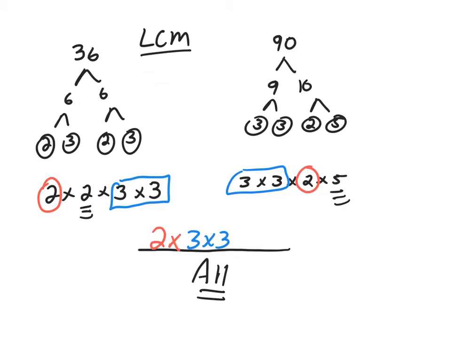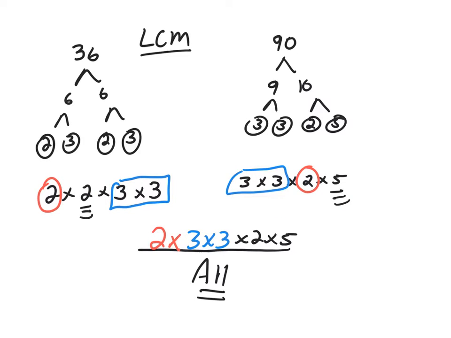So we can't forget about the 2 and the 5. So we need to add those in there. So times 2 times 5. Now we've got them all. We've got 3s. We've got the 2s. We have another 2. And last the 5.